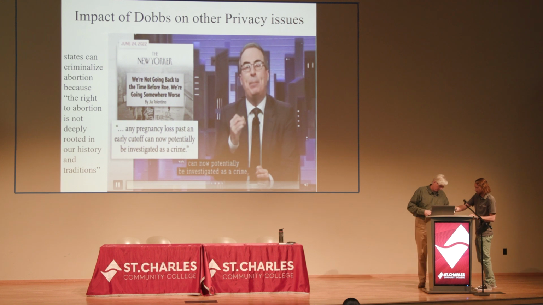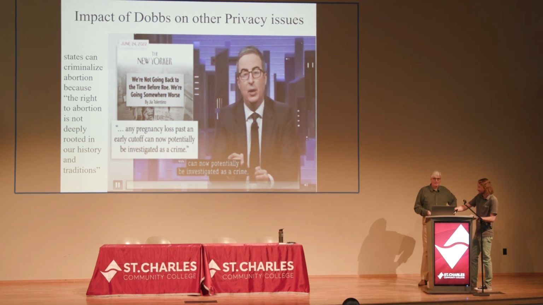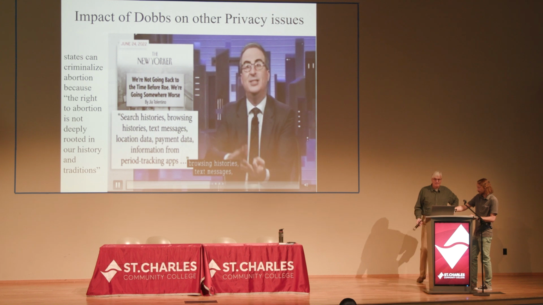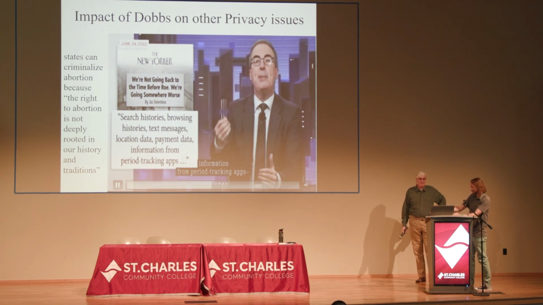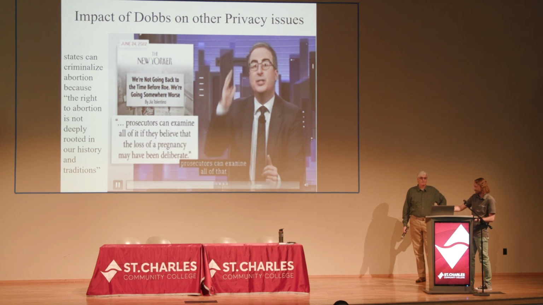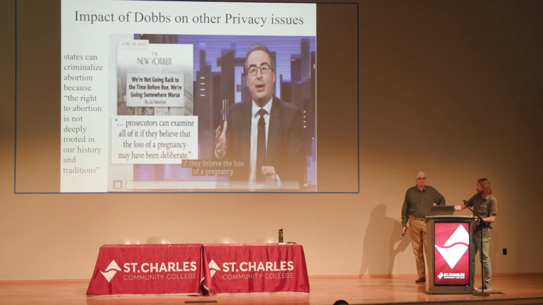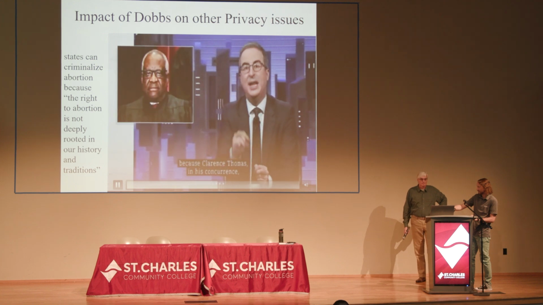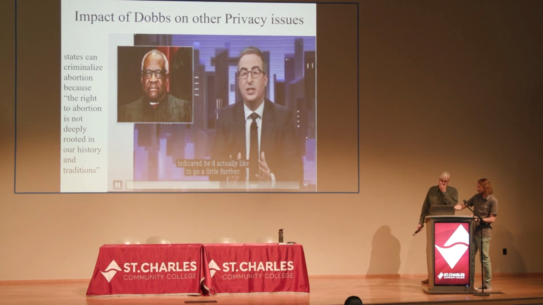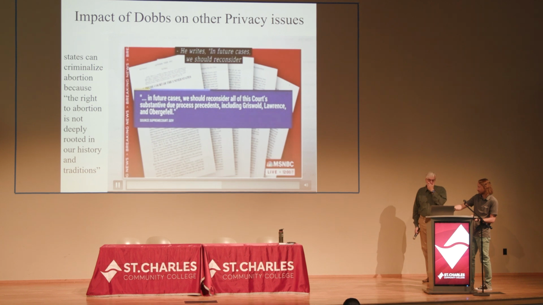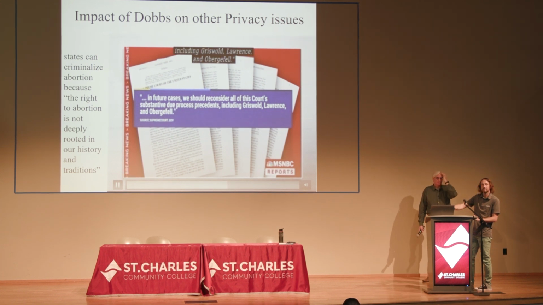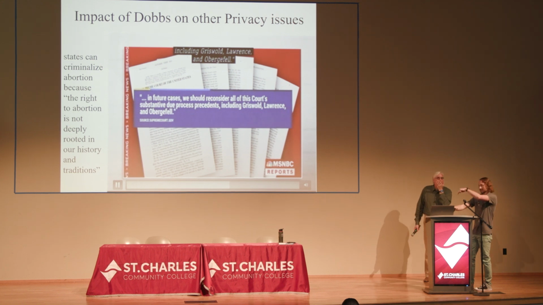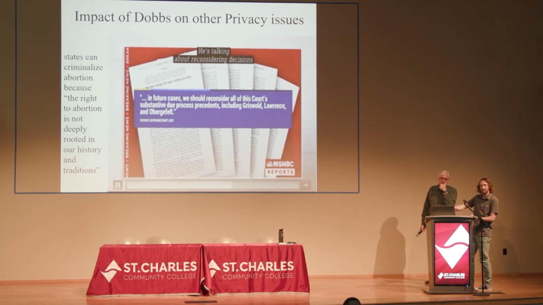Early cutoff can now potentially be investigated as a crime, which in turn means search histories, browsing histories, text messages, location data, payment data, information from period tracking apps. Prosecutors can examine all of that if they believe the loss of a pregnancy may have been deliberate. Clarence Thomas, in his concurrence, indicated he'd actually like to go a little further. He writes, quote, "In future cases, we should reconsider all of this court's substantive due process precedents, including Griswold, Lawrence, and Obergefell." He's talking about reconsidering decisions on gay rights and the right to contraception.